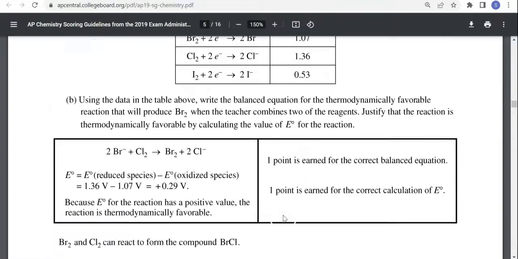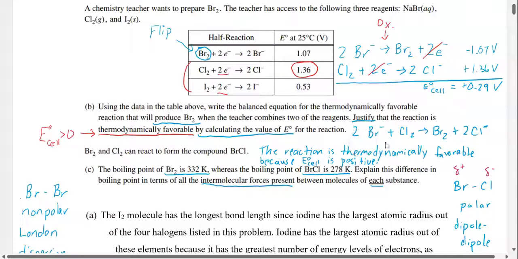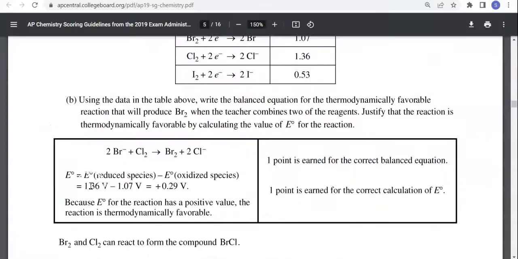So, okay, this is a 2-point question, 1 point for the correct balanced equation, and then 1 point for the correct calculation of the standard cell potential. So this is the correct answer. 2Br minus plus Cl2 gives you Br2 plus 2Cl minus. That's the one that I wrote. And then the cell potential is positive 0.29 volts.